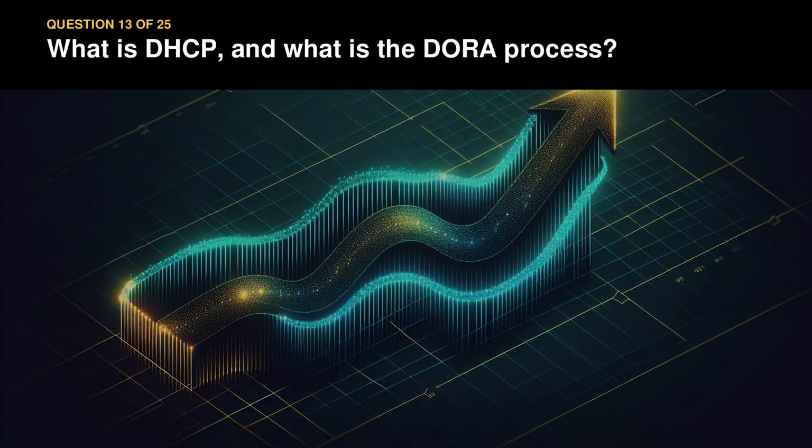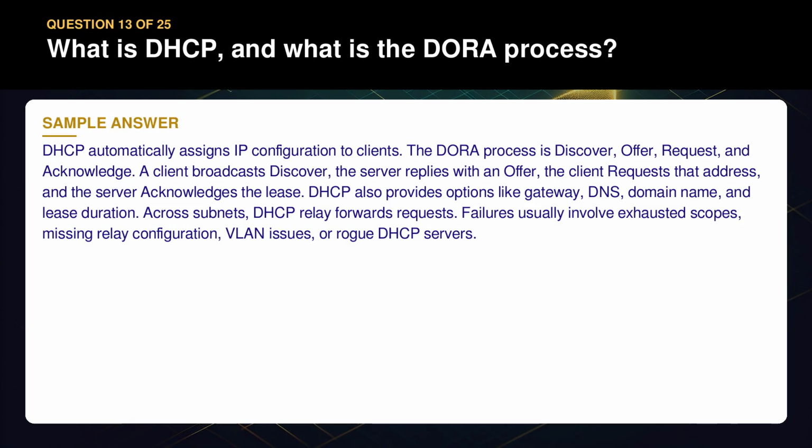Question 13. What is DHCP, and what is the DORA process? DHCP automatically assigns IP configuration to clients. The DORA process is discover, offer, request, and acknowledge. A client broadcasts discover, the server replies with an offer, the client requests that address, and the server acknowledges the lease.